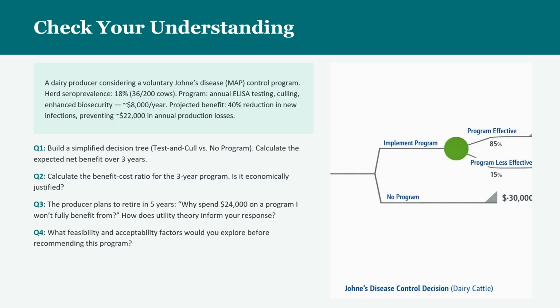Question 4, feasibility and acceptability. Feasibility: labor capacity for annual ELISA testing. Calf separation infrastructure. Slaughter market for seropositive cows. Record-keeping systems. Acceptability: producer's risk tolerance. Values around animal welfare. Relationship with premium markets. Family succession plans.